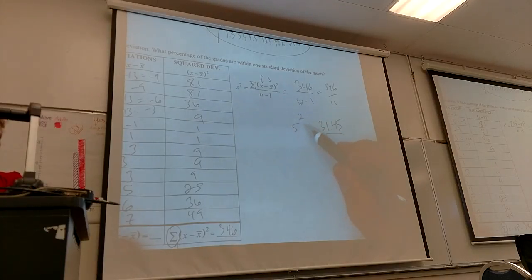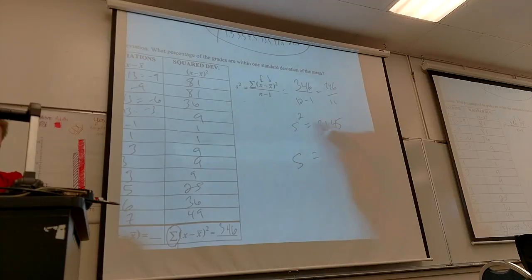S is standard deviation. So what do we have to do to get to S? Take a square root, because this is S squared. I want S. So if I take a square root of both sides, it should be 5 point something or other. 5.6084.